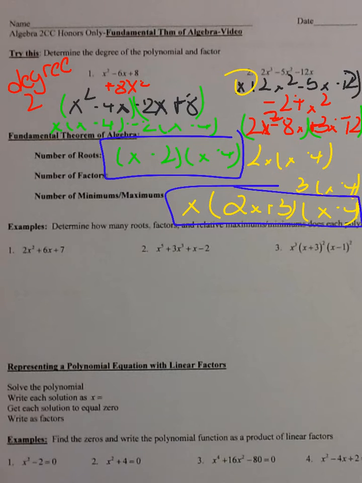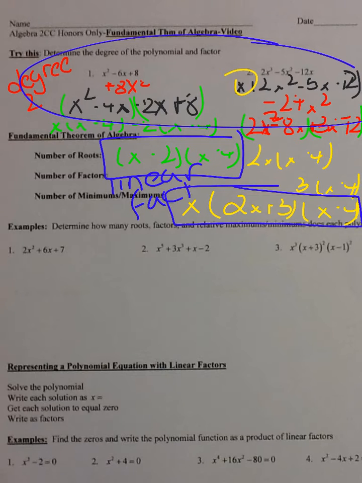So hopefully you're writing this all up here. These are called linear factors. So write that down, linear factors. And the reason why they're called linear factors is because if you graph each one of these, they're all lines. Okay, they have their first degree. So they're all called linear factors.